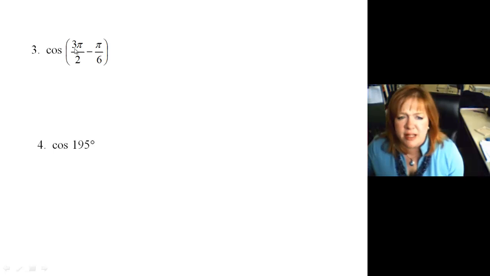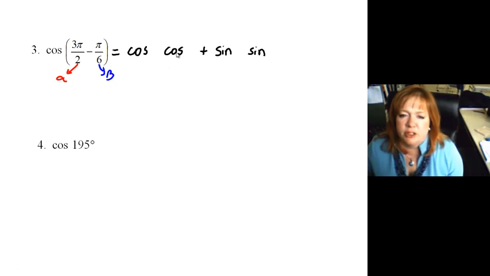Let's look at this next one. Here they get fancy with the radians, but you know what these are. 3 pi over 2, that's 270 degrees. So here's my alpha, here's my beta, and it's cosine of this minus pi over 6, so you make sure you have the right formula. So it's cosine cosine plus sine sine. Everywhere there was an alpha, we put a 3 pi over 2. Everywhere there was a beta, we put a pi over 6. 3 pi over 2, 3 pi over 2. Pi over 6, pi over 6.